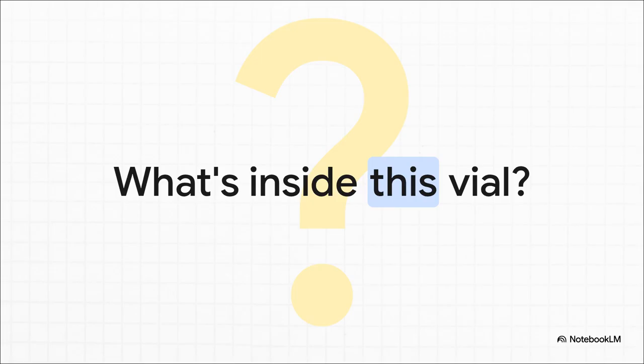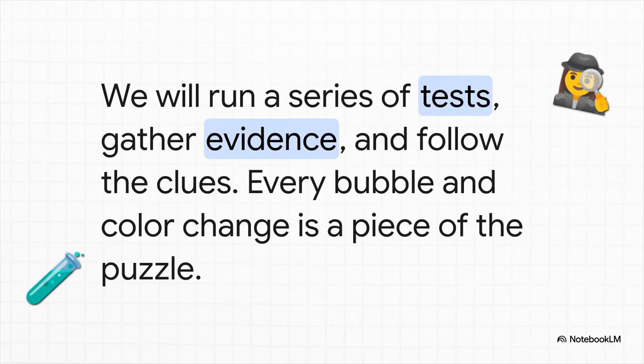So, here's our case. This single vial, no label, containing some pure unknown ionic compound. I mean, it could be one of thousands of different chemicals, and our job? To figure out exactly what it is using nothing but the tools of chemistry.